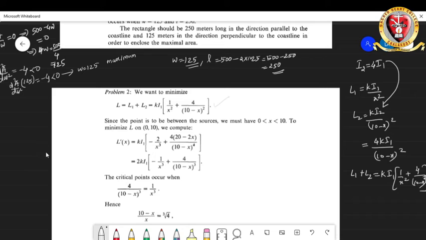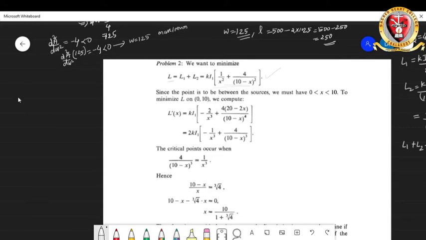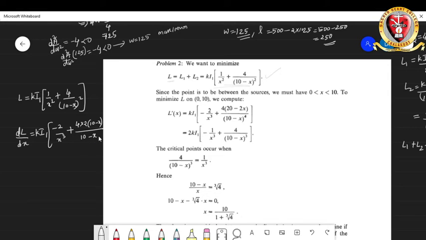Then, you have L to be this value. Then you have to find the derivative of L with respect to x. So L is equal to kI1 into 1 by x square plus 4 by (10 minus x) the whole square. Then you take the derivative of L with respect to x. So you have that to be equal to kI1 into minus 2 by x cube plus 4 into 2 into (10 minus x) divided by (10 minus x) the whole raised to 4.